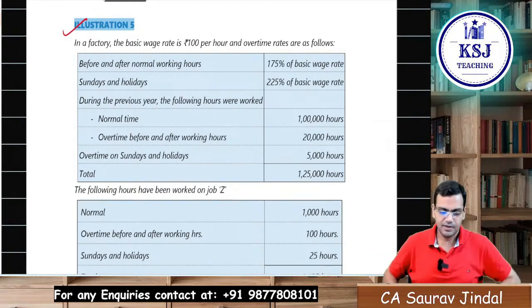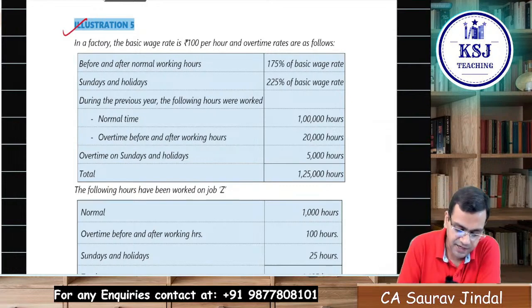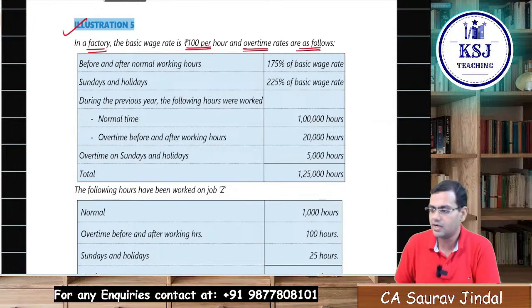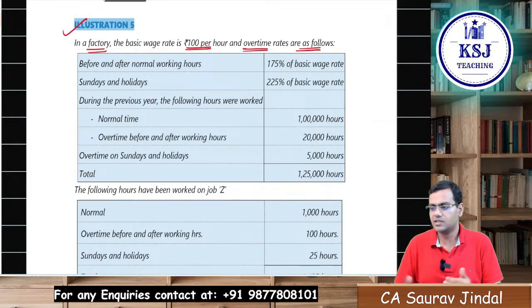Great. Illustration number 5. In a factory, the basic wage rate is rupees 100 per hour and the overtime rates are as follows. So under the normal, this is an easy one. Illustration number 5, Divya, is comparatively an easier one. So we'll take it, then small questions will be taken up tomorrow. Those are small questions.